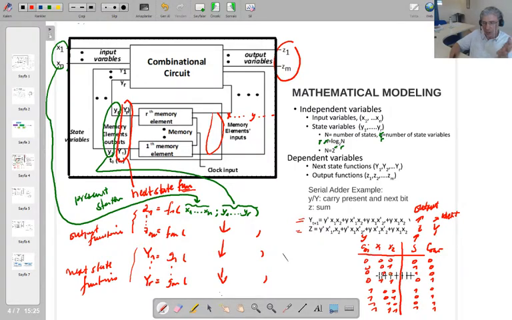You can give it as a truth table like that, or you can write this function. So this tells me that if you give me an input and tell me the present state, then I can tell you what the output is without knowing what is inside my circuit. Just by knowing this mathematical model, I can tell you the output. That's why it is called mathematical modeling.